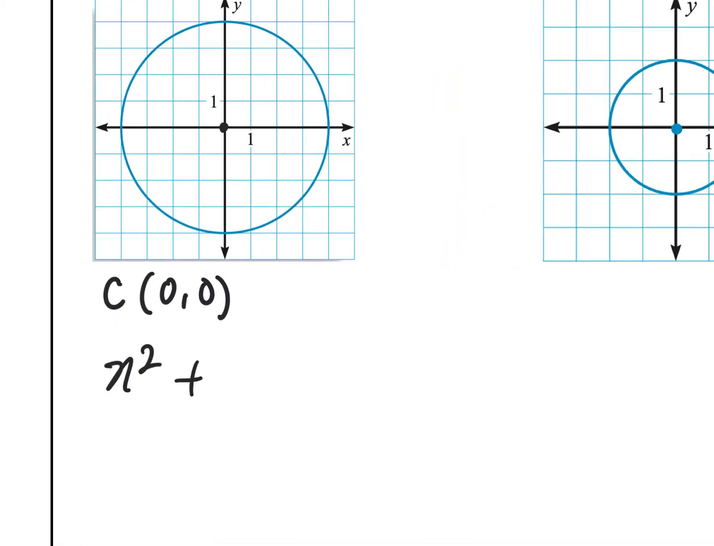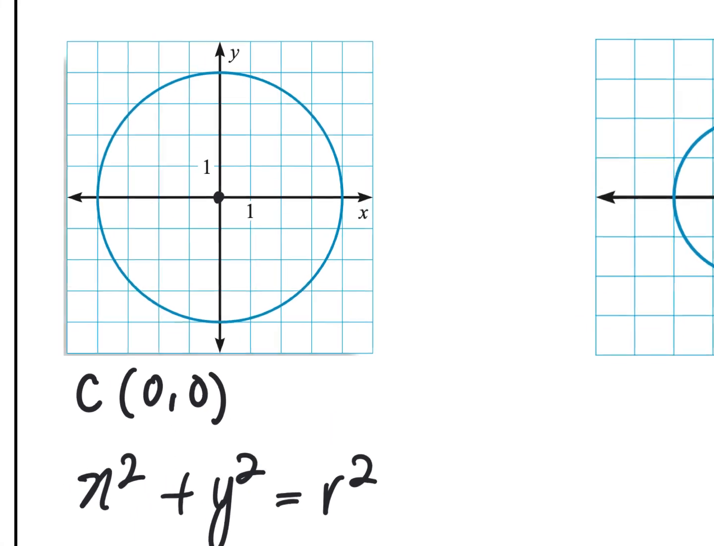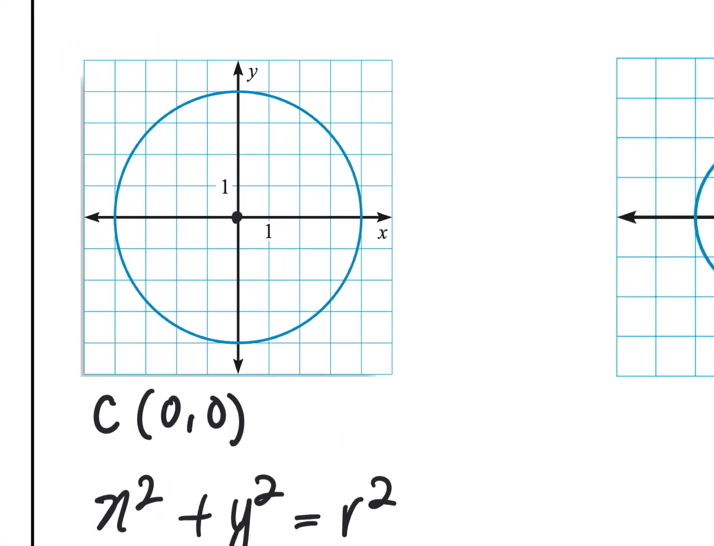x squared plus y squared is equal to r squared. Okay, so let's look at the size of the radius. From the point of origin: 1, 2, 3, 4. So this is actually 4 units. It means this is also going to be 4 units, this is going to be 4 units, and this is going to be 4 units.